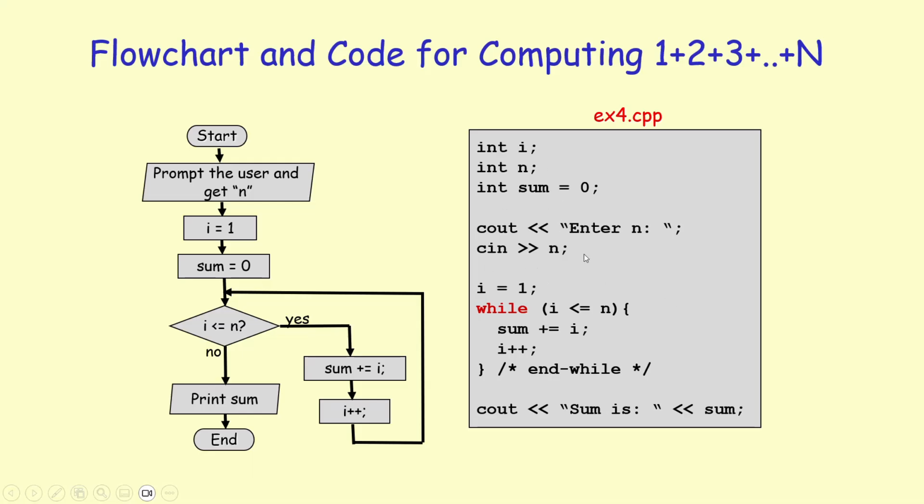So again, prompt the user, get n, initialize i to be 1. This is your running counter variable in a sense that walks over these numbers. So initially it's 1, then it's going to become 2, then it's going to become 3, and eventually it's going to become n, so that we compute the summation of all the numbers from 1 to n. So while i is less than or equal to n, we get into the body of the while loop. We say sum plus equals i. So we are adding the current value of i to the running sum, then increment the value of i.